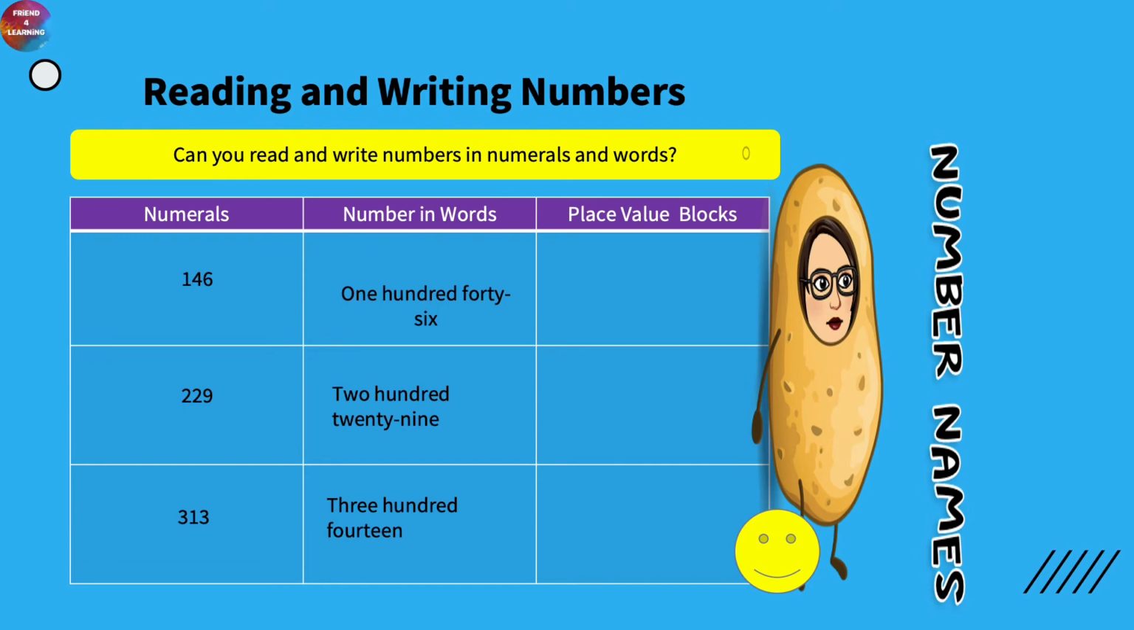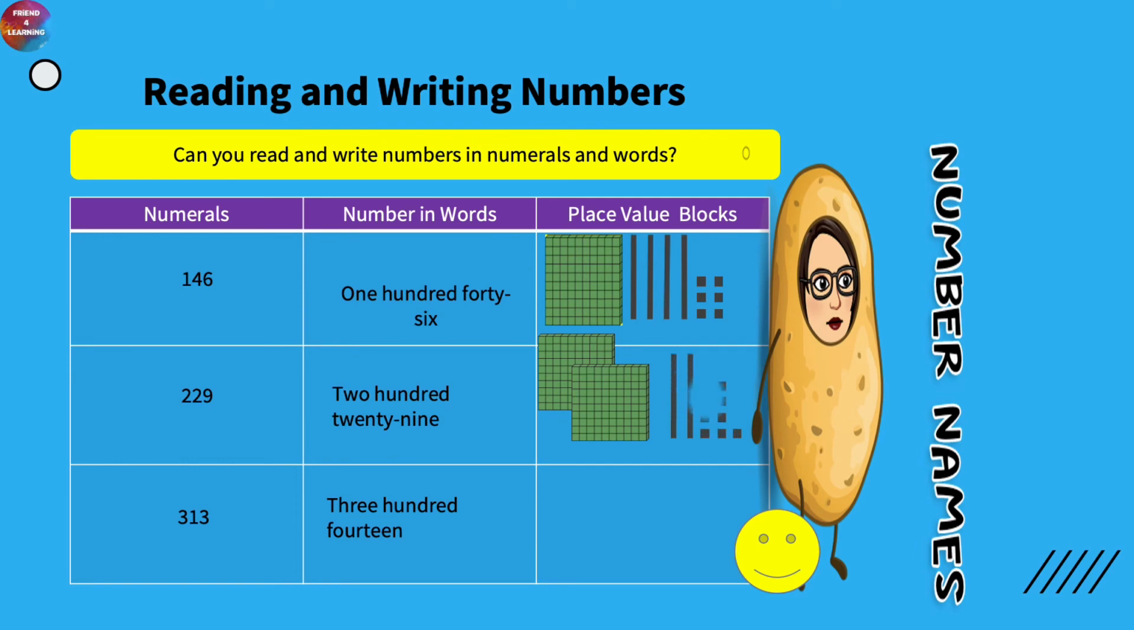So for 100, I'm keeping 100ths block, and for 46, I will keep 4/10ths block and 6/1 block. Now for 200, I will keep 200ths block, and for 29, for 20 I will keep 2/10ths block, and for 9 I will keep 9/1 block. Here you can see 2/10ths block and 9/1 block.